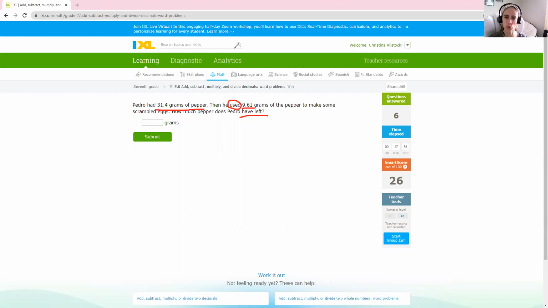What operation do we need to perform to solve this? Subtraction. A couple key things that ties you into subtraction. He's using something. So if he's using it, it's being spent, it's being taken away. Another key phrase is we want to know how much he has left. How much is left after it's been used, after it's been subtracted. Just like addition, we need to line up those decimal points.